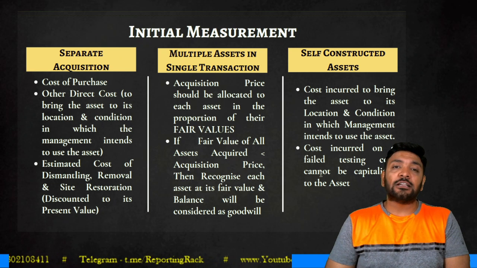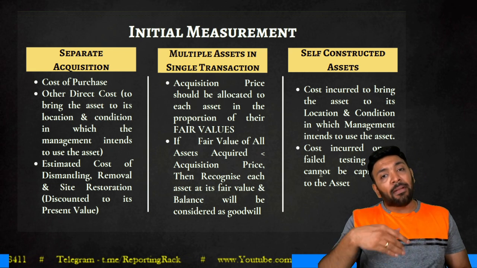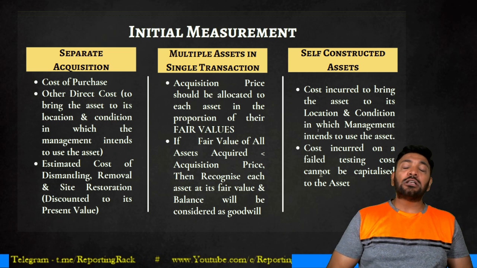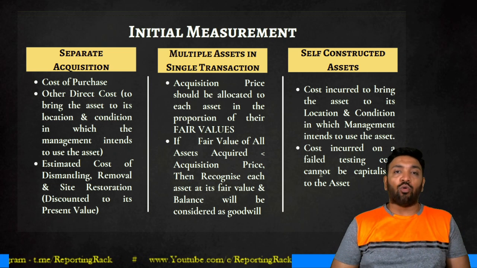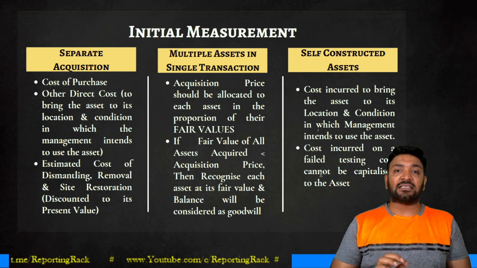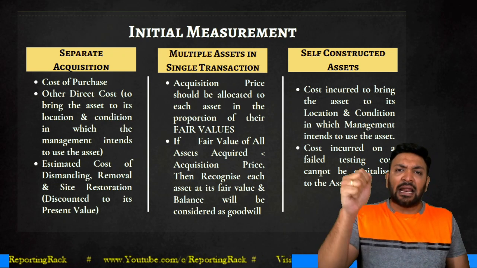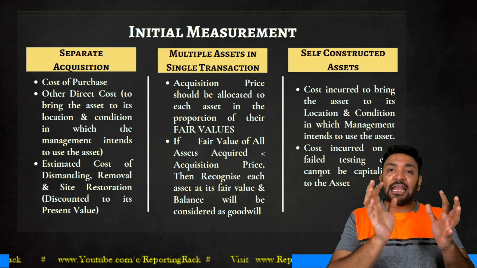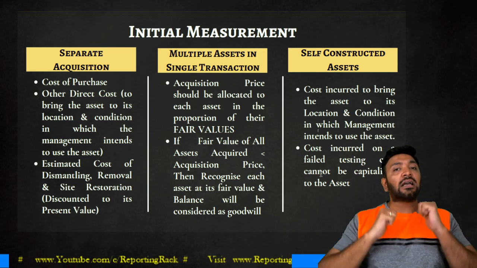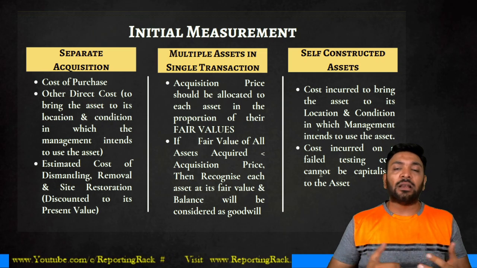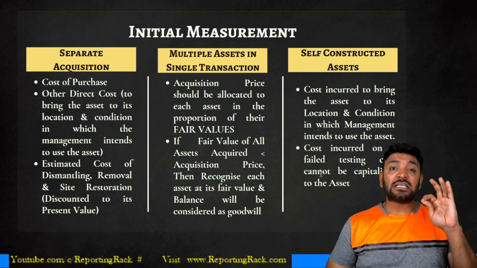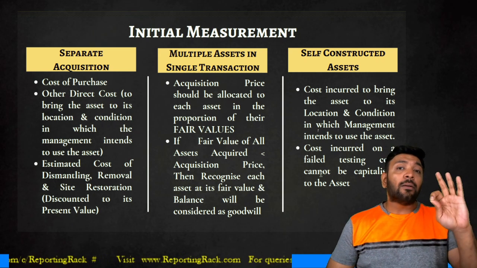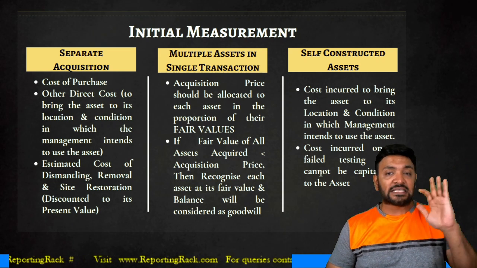What about self-constructed asset? I made my own asset. Let's say, for example, I was supposed to construct a building. So what I did, instead of buying a building as such, I purchased building material like cement, sand, concrete, steel separately. I engaged labor and I made sure that the construction is complete. This is what normally everyone does. This is called a self-constructed asset. I did not buy the building as such, but I constructed the asset myself.